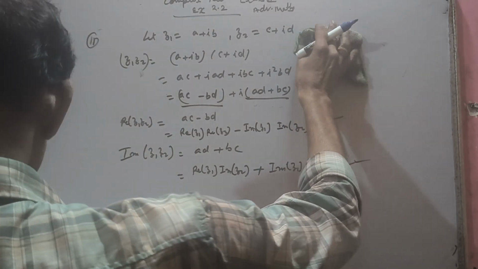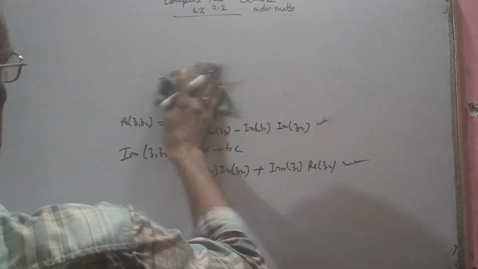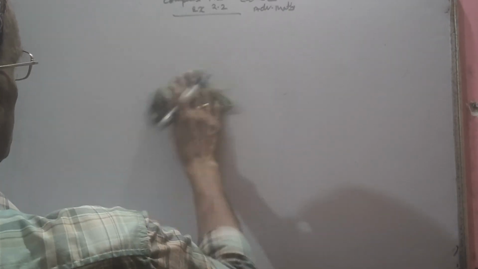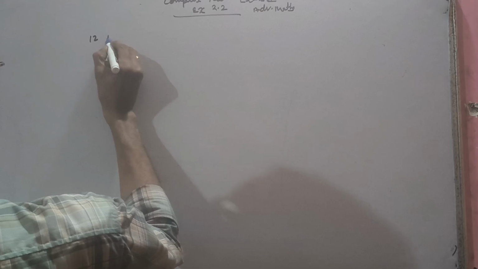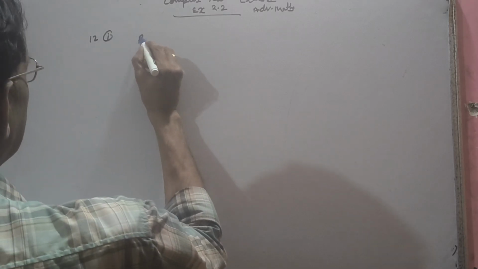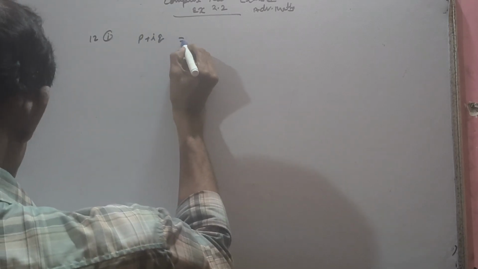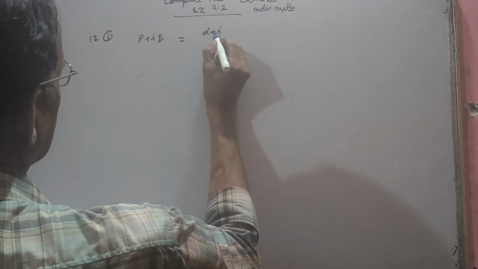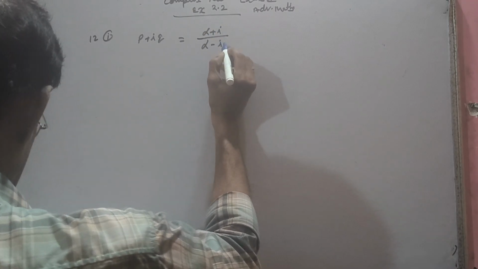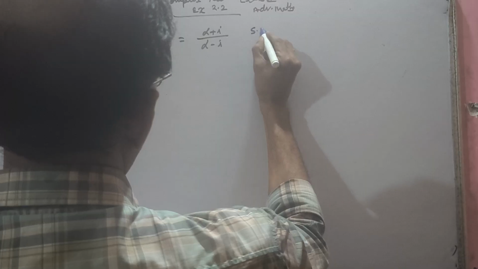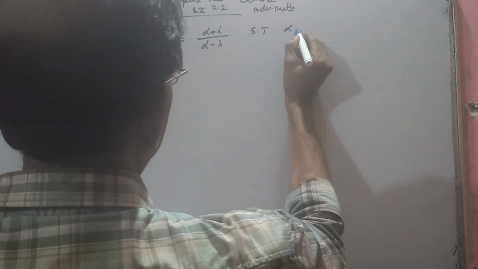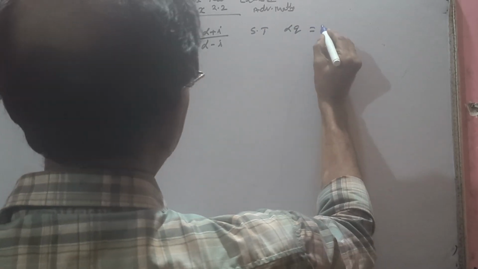Number 12, number 1 is a very important sum for the exam. Not difficult. What is given? 12 number 1. P plus iQ is equal to (alpha plus i) by (alpha minus i), and we need to show that alpha Q is equal to 1 plus P.